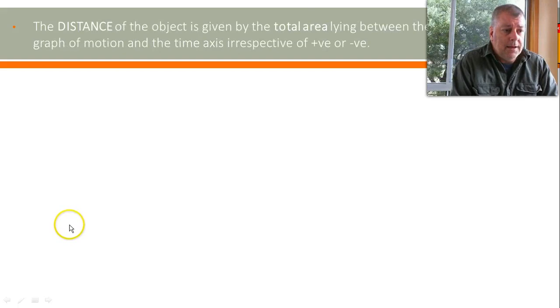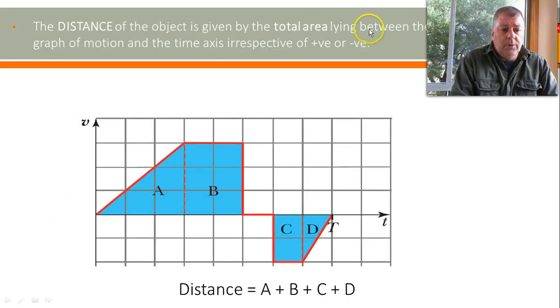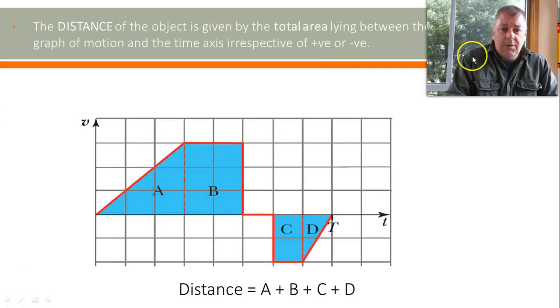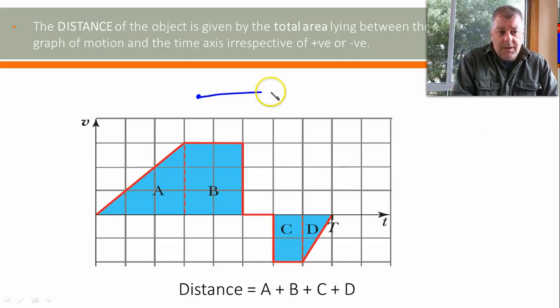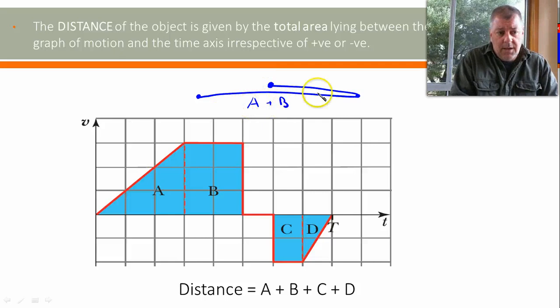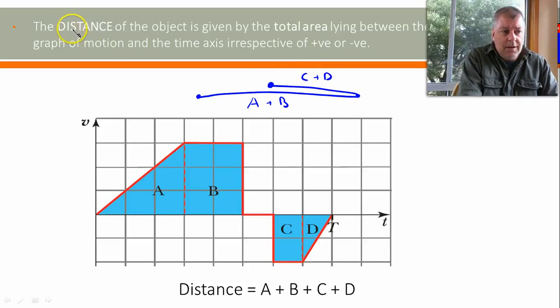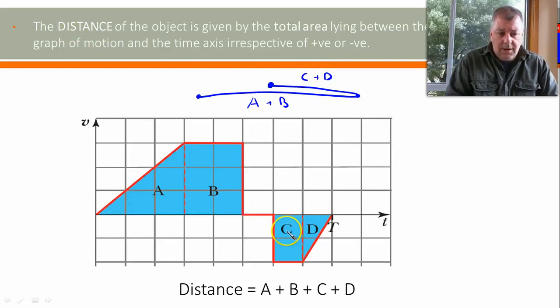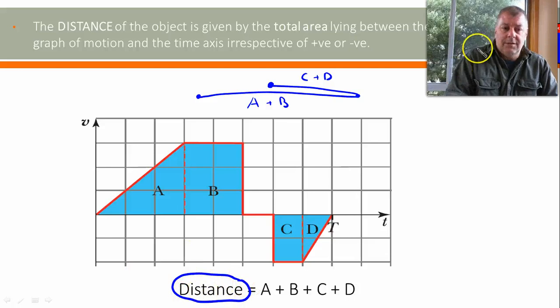Now, what's happening? Now, the distance of an object is given by the total area lying between the motion graph and the time axis, irrespective of whether it's positive or negative. And so, because displacement, whoops, let's go back. Because when we did this, because the object went from here to there and then to there, this is A plus B and this is C plus D. Because we're only after the distance, that's the complete length of that blue line, in which case it's the area, this area plus this area, so A plus B plus C plus D. But remember, that's the working out for distance.